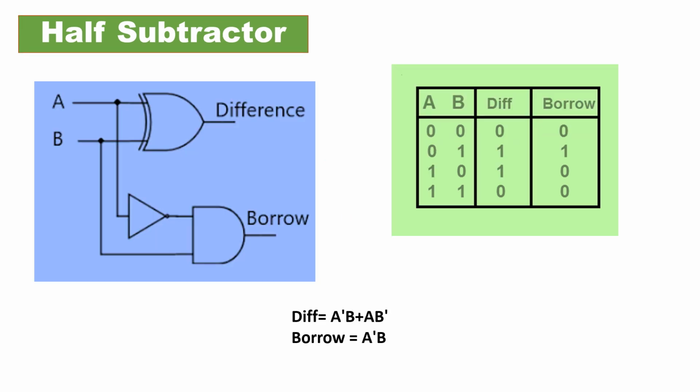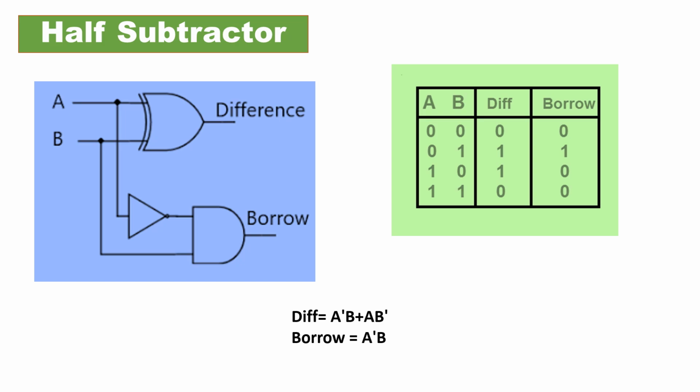A half subtractor can be implemented using basic logic gates, an XOR gate for the difference and an AND gate combined with a NOT gate for the borrow. The difference D is equal to A XOR B. This can be implemented using an XOR gate. The borrow is equal to A' dot B. This can be implemented using a NOT gate on A followed by an AND gate with B.